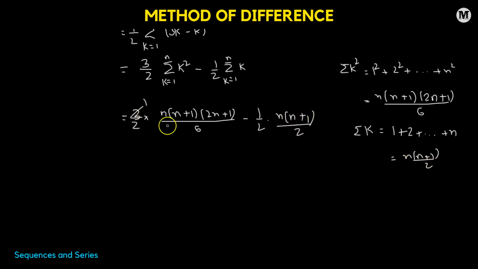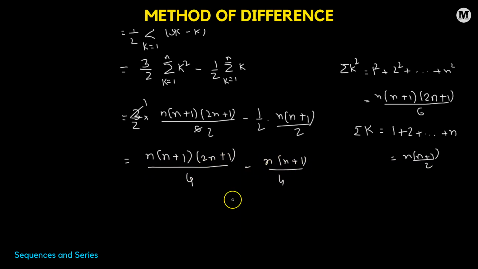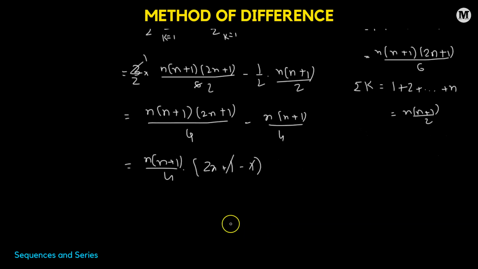This is going to be 3 times 1, 3 times 2. That's n times (n plus 1) multiplied to (2n plus 1) divided by 4, minus n times (n plus 1) divided by 4. This is going to be equal to n times (n plus 1), whole divided by 4, multiplied to (2n plus 1 minus 1). So we have 1 and 1 cancelling out. This is now going to leave us with n squared over 2 multiplied to (n plus 1). So this is going to be our final sum of the series.